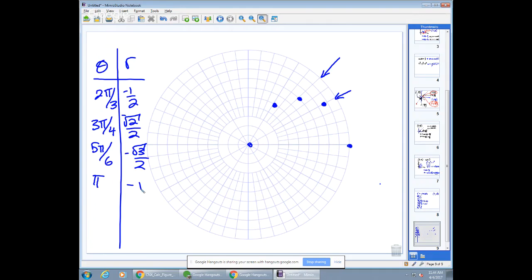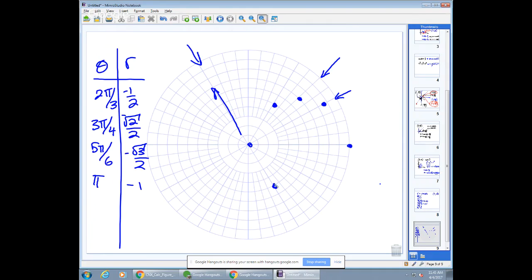So negative radiuses. Oh my gosh. All right, what do we do with negative radiuses? Well, this angle right here is 2 pi over 3. Normally, I'd be heading out in that direction from the pole. The negative radius says go back through there. Negative 1/2. 1, 2, 3, 4, 5. That should put me right about here.